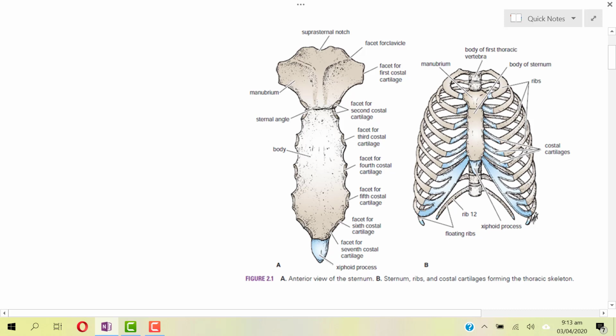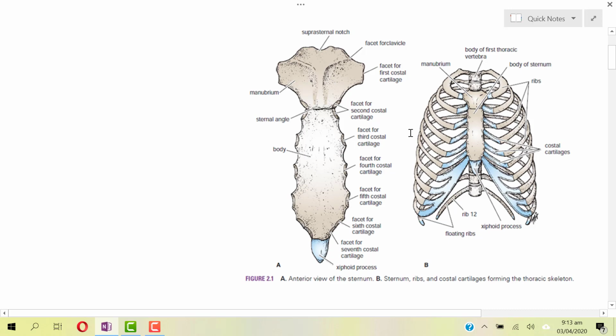Now tell me, what is the weakest point of the rib, at which point is it fractured more commonly? Number 1 is the angle and number 2 is the costochondral junction. They are the weak points which are fractured very commonly.